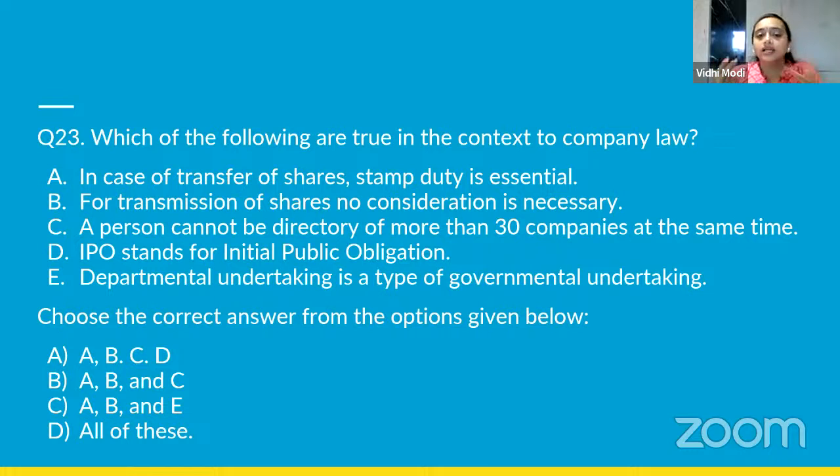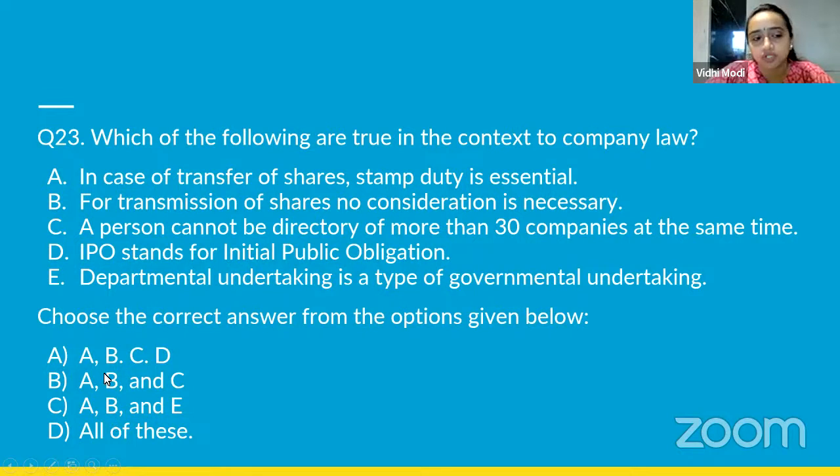Now here, let's say I do not know company law, or maybe I have not studied this part of company law. How will I solve this problem? Very simple. IPO, we know, is initial public offer, right? So we know for sure that D is not true. If we just simply eliminate, I can eliminate option A and I can eliminate option D, right?